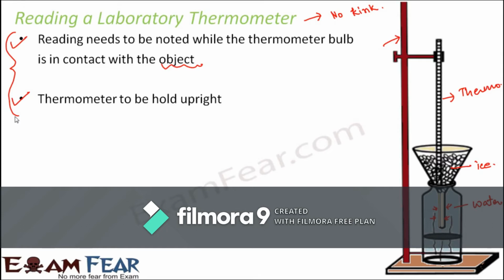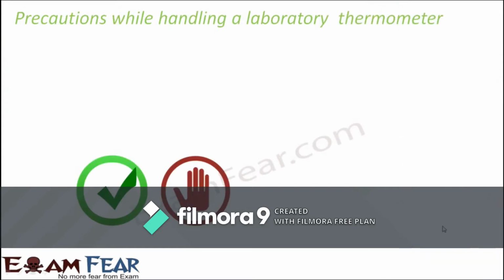Another important thing to be noted is that the bulb should never touch the surface of the container. For example, this is the container here, because if the bulb touches the surface of the container, again the proper heating of the bulb gets disturbed. So we want the bulb to be surrounded from all sides with the substance whose temperature needs to be measured. For example, here if we are measuring the temperature of water, we want this bulb to be surrounded with water from all sides. So the bulb should never touch the surface of the container which is containing the liquid whose temperature needs to be measured.